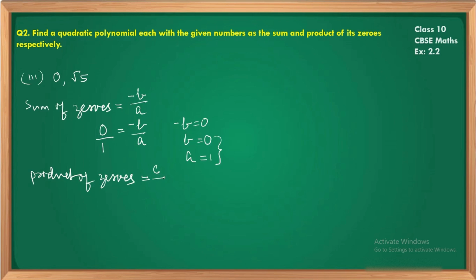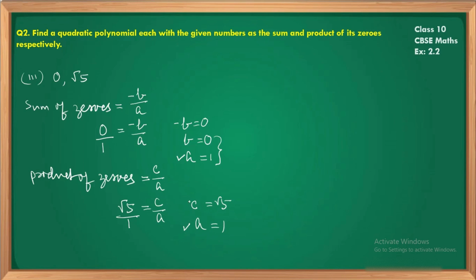These are two values we have, and then we go on to product of zeros, which is equal to c by a. In the question, root 5 is the product of zeros, which is equal to c by a. In the denominator, you don't have anything, put 1. Thus, the value of c becomes root 5 and value of a becomes 1. We have 1 as a value, and here also we have 1 as a value.